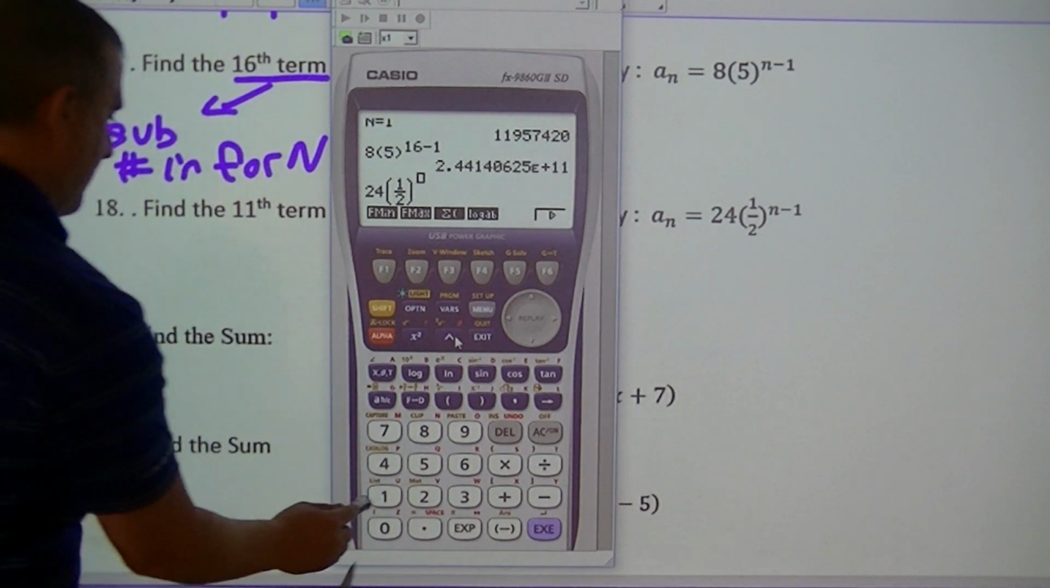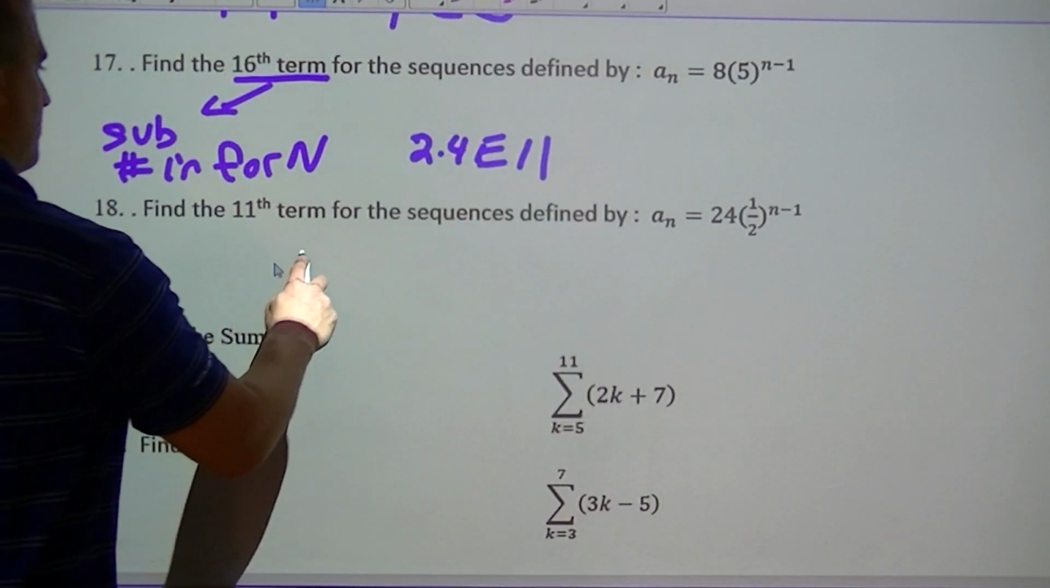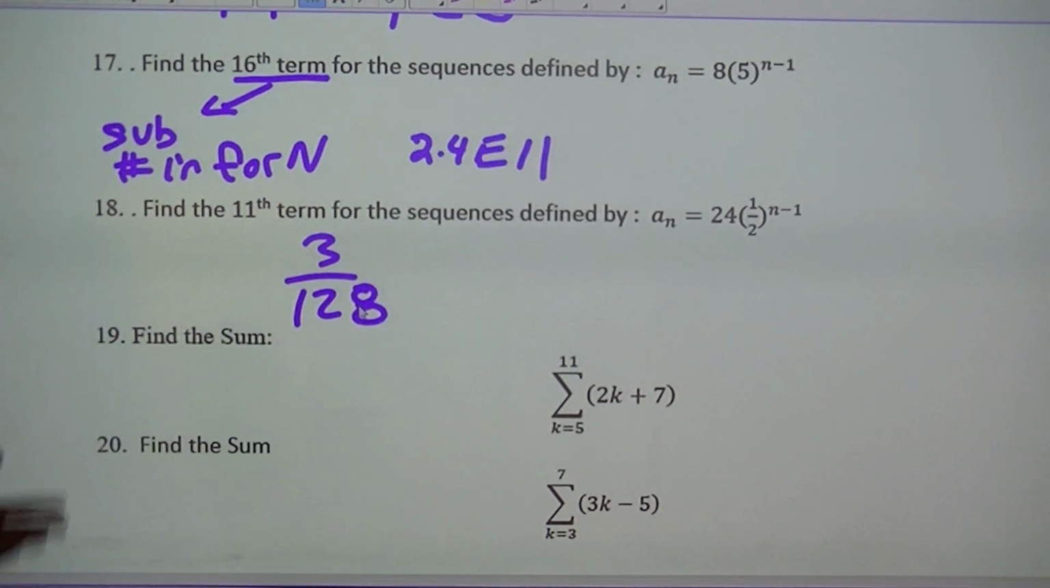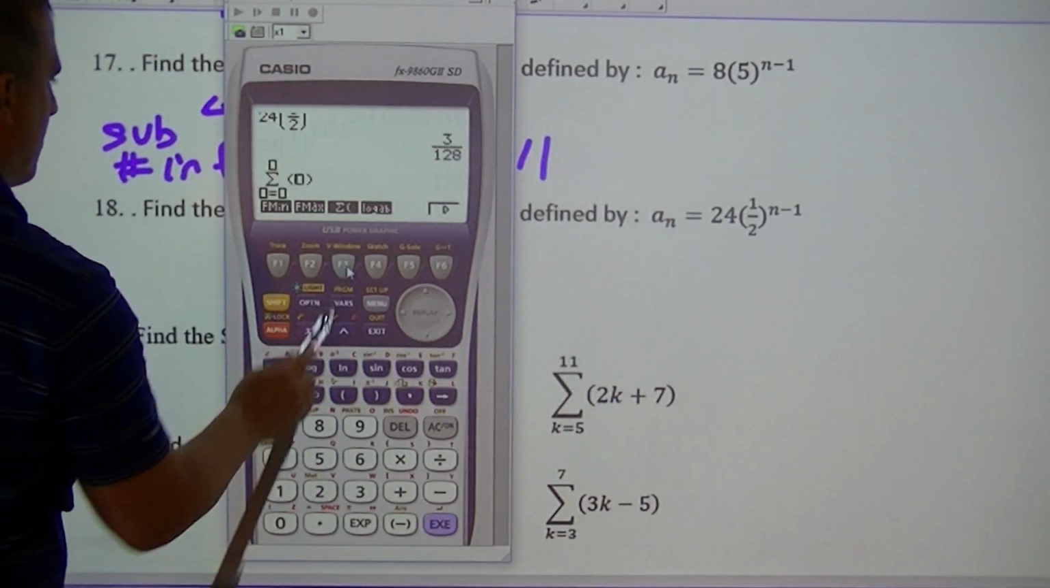Exponent, now I want to put 11 for n. Okay, 3 over 128. That's pretty easy. Okay, all right, these are just the sigma questions. The big thing is if they give you the parentheses, you've got to put them all in.